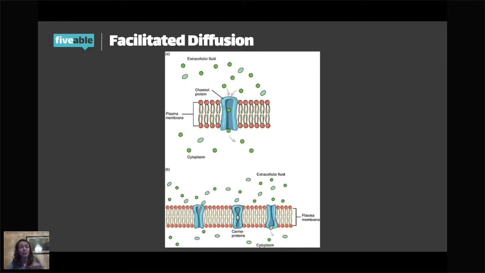Okay? But those molecules do not have to interact at all with the fatty acid tails. So that's all facilitated diffusion is. Still, the molecules are moving from a high concentration to low concentration. It's not active transport, even though a transport protein is involved. Still passive, still no energy. Molecules are moving from high to low. We just now have a tunnel, basically, to get past those fatty acid tails. So that's really all it's about.